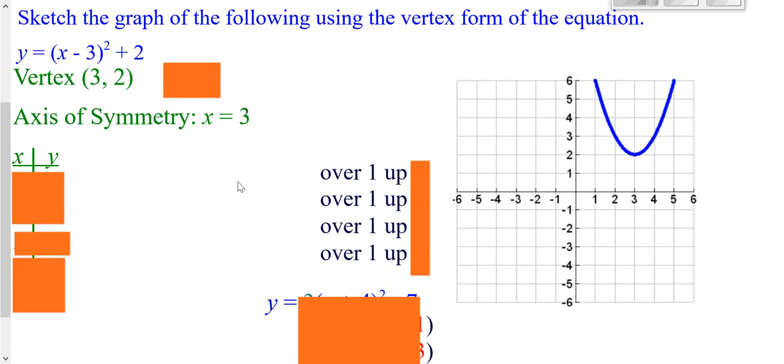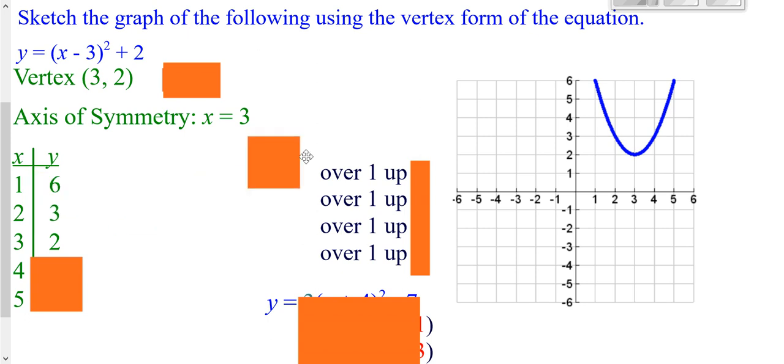Now, remember from what we've done before, we want to put in the middle of your table your vertex or axis of symmetry. Then choose a couple numbers on each side. In the past, we chose 3 numbers on each side, but in this case, I only chose 2 because it goes way off my graph. And then you can plug those numbers into your original problem to find your y values. Then all you have to do is plot your points, which you can see over here.